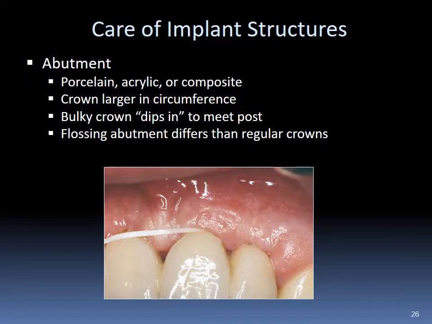In care of the implant structure, the abutment should be flossed regularly. Abutments may be constructed of porcelain, acrylic or composite materials. The crown circumference may be bulkier, and the margin will indent to meet the post support of the implant. The flossing technique is similar to regular crowns and dentition, however the physical appearance and shape of the implant will differ. Specific instructions to your patient for successful implant flossing techniques and recommendations may be necessary if this occurs.